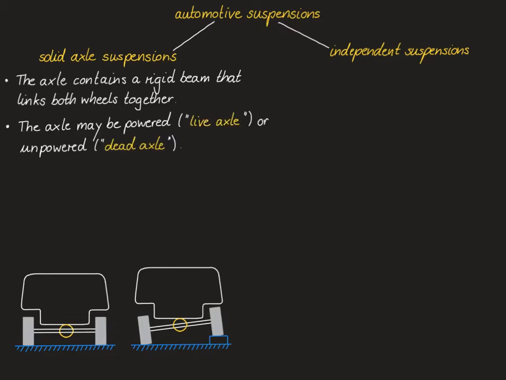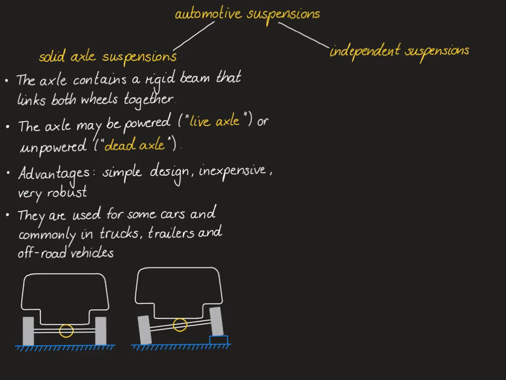A solid axle may either be powered, in which case it's also referred to as a live axle, or it may be unpowered, in which case it's also referred to as a dead axle. The main advantages of solid axles are their simple design, that they are inexpensive to manufacture, and they're very robust. Today, solid axle suspensions are still used for some production cars, but much less frequently than they used to be. They are, however, commonly found in trucks, trailers, and off-road vehicles.